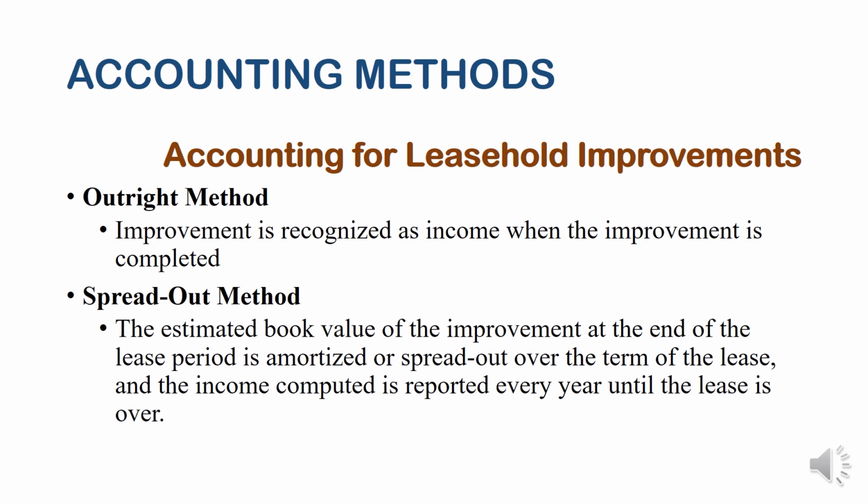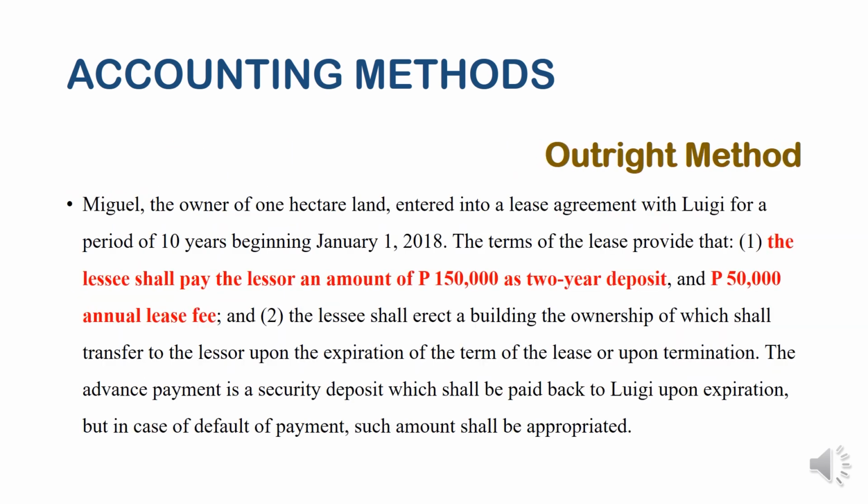Okay, so let's have an example for these two methods. Assume that Miguel, the owner of a 1 hectare land, entered into a lease agreement with Luigi. Miguel is the lessor, while Luigi is the lessee, for a period of 10 years, beginning January 1, 2018. The terms of the lease provide that the lessee, who is Luigi, shall pay the lessor an amount of 150,000 pesos as a 2-year deposit and 50,000 pesos for the annual lease fee.